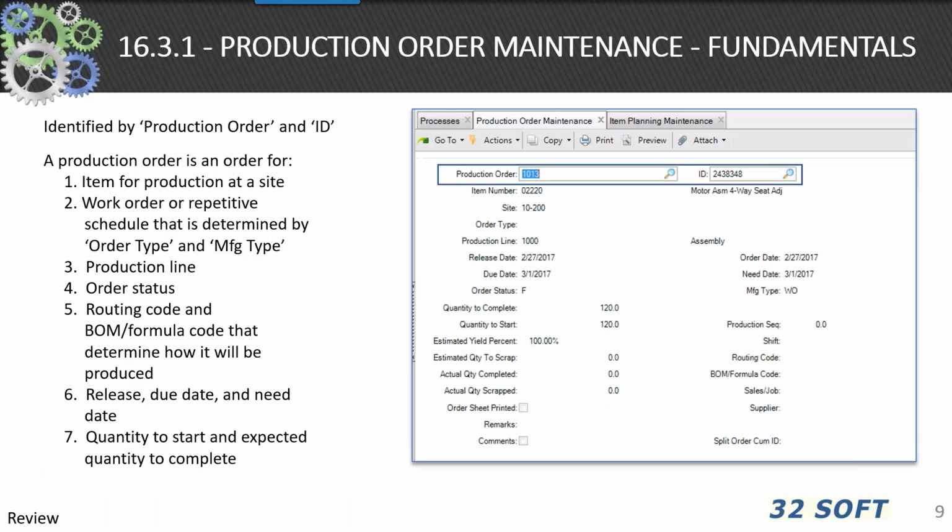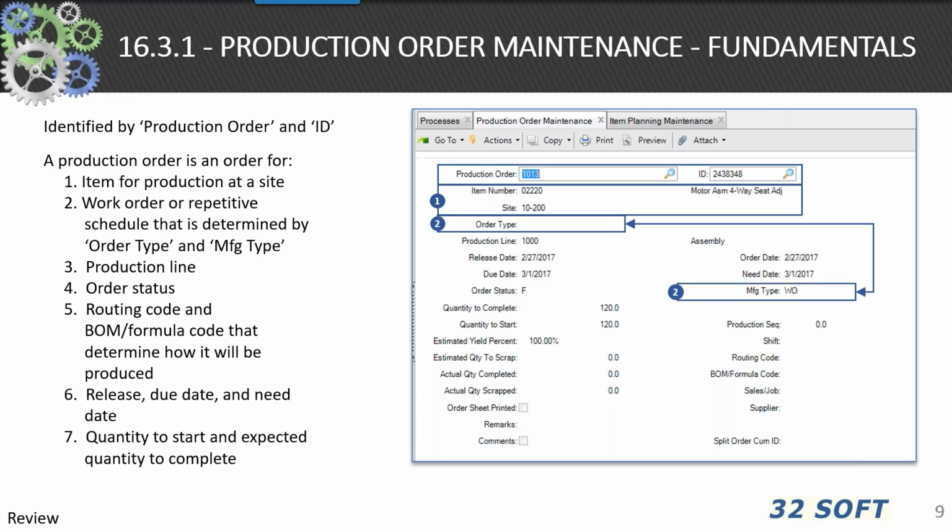Last month, we looked at the fundamentals of the production order, remembering that the production order is for an item at a site. Lots of consideration for order types and manufacturing types. The production line is accomplished at a product line. Order status determines where in the production order process a particular order is at a specific sequence.